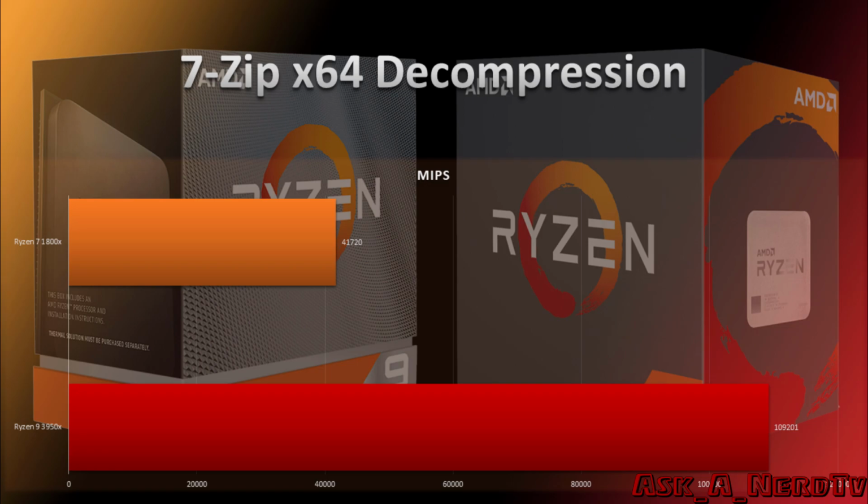For this next test, I used the 7-zip built-in benchmark for the x64 decompression. Ryzen 7 1800X hit 41,720 MIPS, with the 3950X hitting 109,201 MIPS. That's an incredible 161% increase from the 1800X.